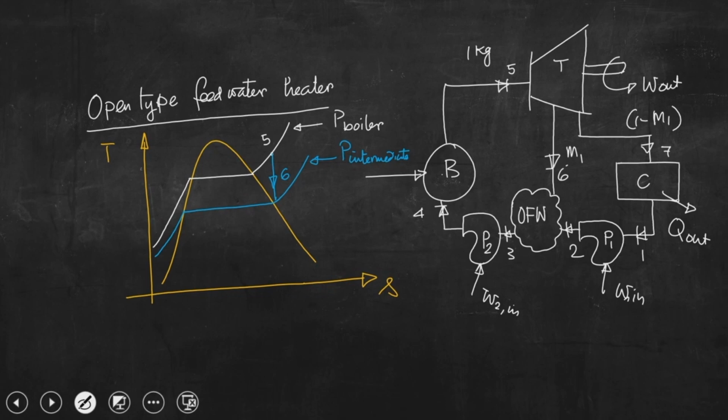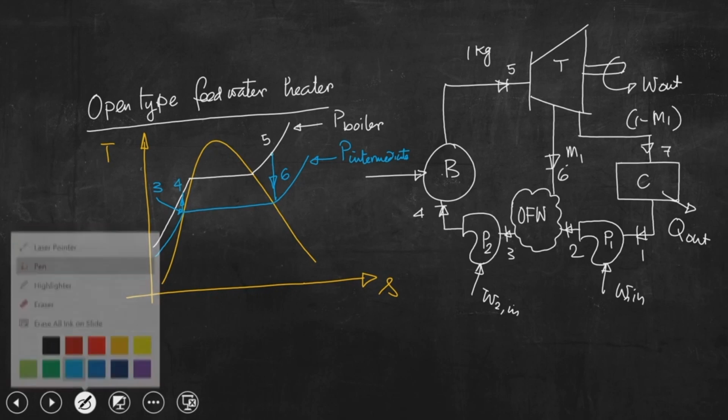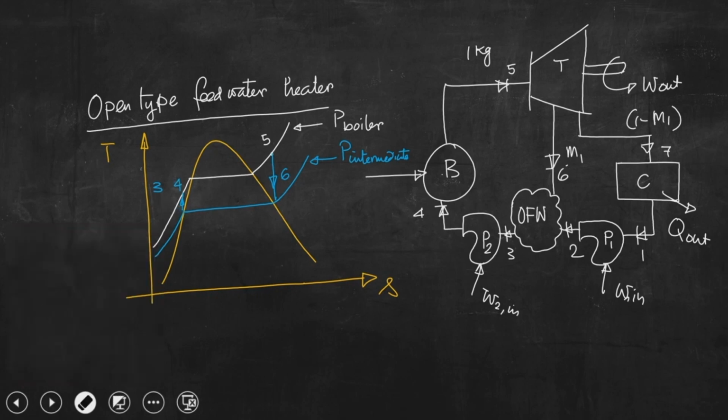So, try to understand this point is 3. And then 3 to 4 is at the boiler pressure. So, this is 4. Let me erase it. So, this is 3, and this is M1 kg.